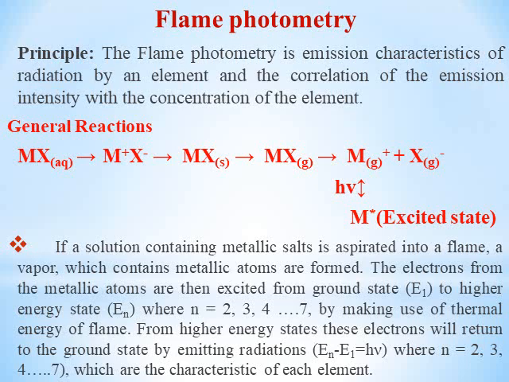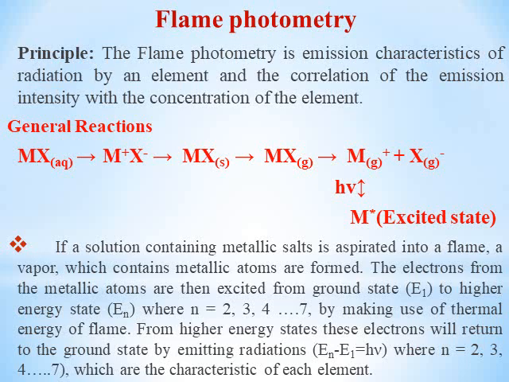Now the electrons in the metallic atoms get excited from the ground state. Let us say E1 is the ground state of these various atoms or elements, and it will get excited to a higher energy state, let us say En, which may be 2, 3, 4, etc. So the electrons in the various concentrations of the metallic salts are excited into different excitation levels, by making use of the thermal energy of the flame.